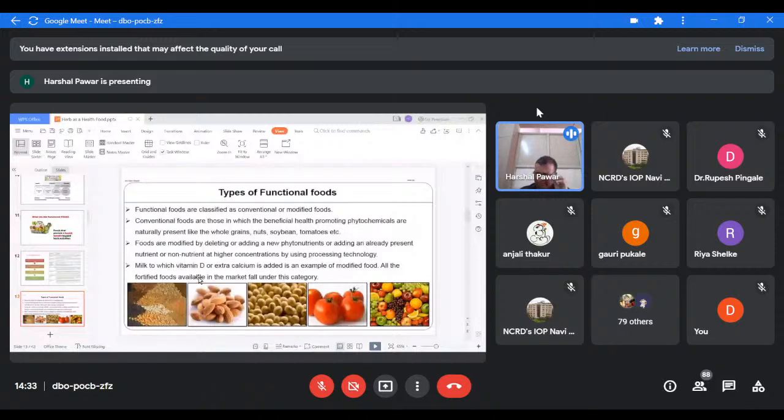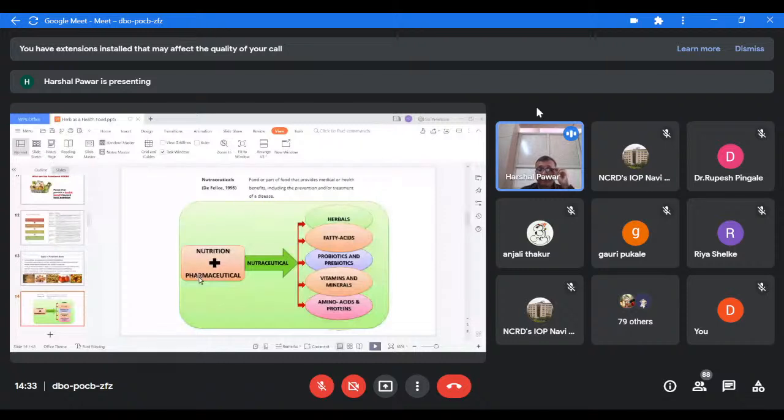This is one more terminology which is more frequently used, and sometimes this particular term was used interchangeably with the dietary supplements, right? So this term is nutraceutical. So let us go through the definition of nutraceutical. Food or part of food that provides medical or health benefit, including prevention and treatment of disease. Right. So those food components or parts of food, they are referred to as nutraceuticals.